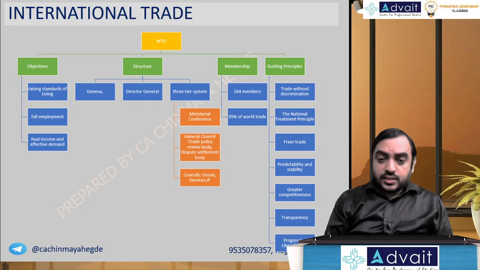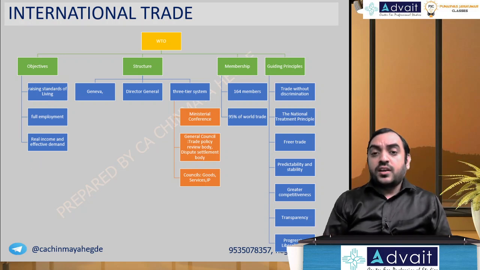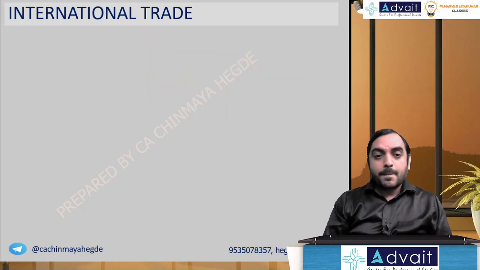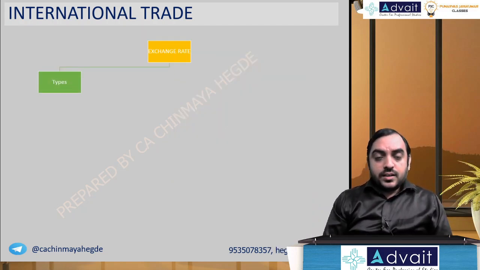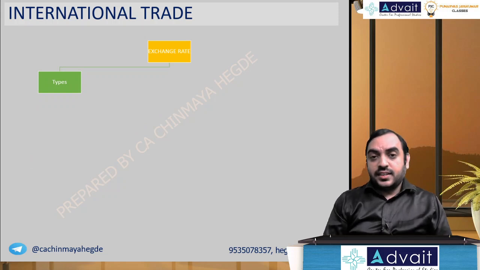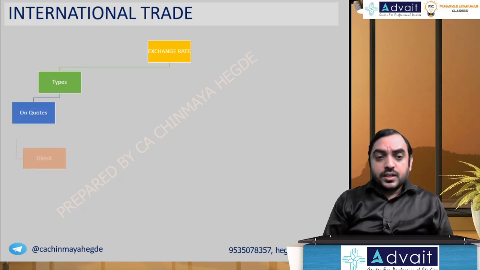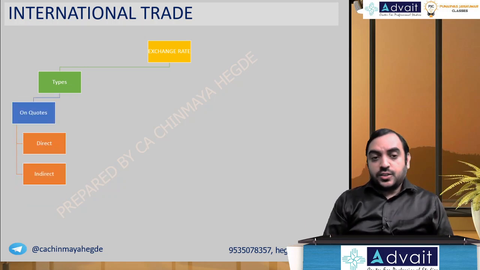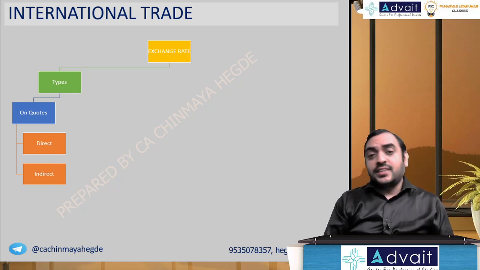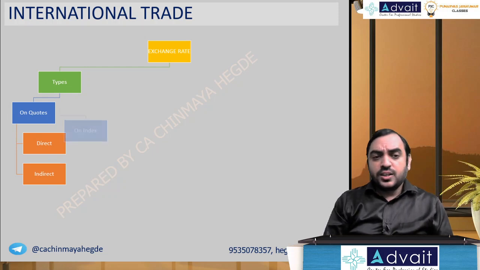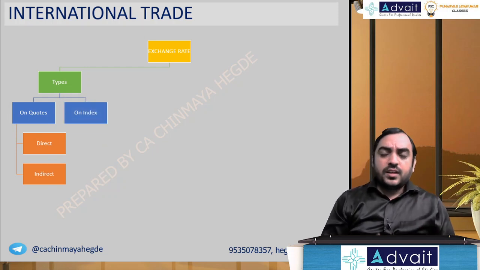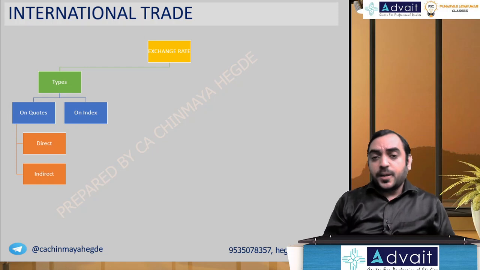Progressive liberalization, that is, we would like to modernize in a systematic manner, in a transparent manner. We have exchange rate, that is, $1 equals 50 rupees, 75 rupees. How do we determine that? We have two methods, or we can say two quotes. One is called direct quote, the other is called indirect quote. Those things you will learn in final level, but anyway, I'll just give an idea.